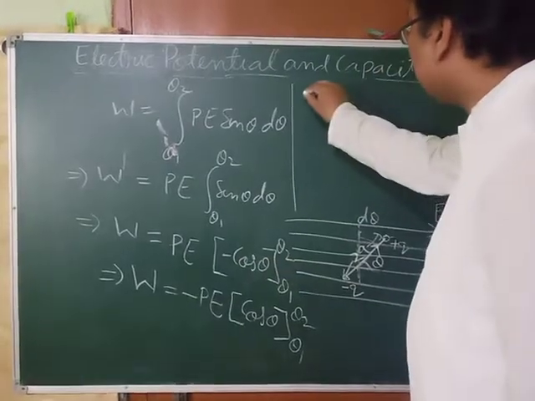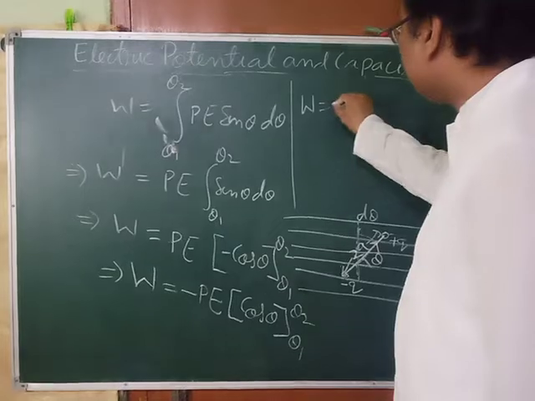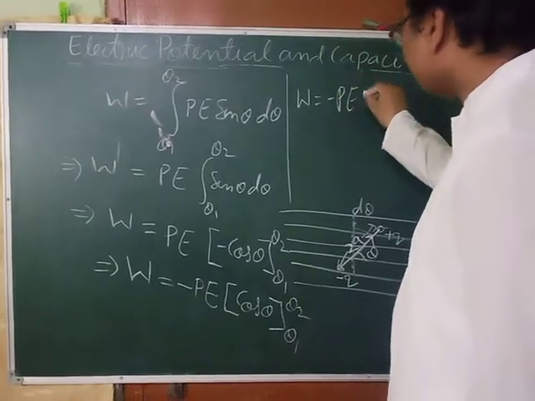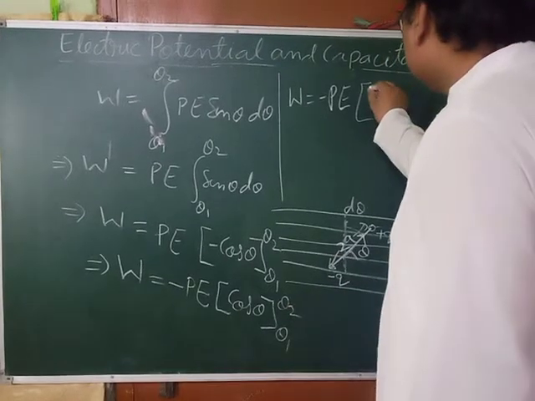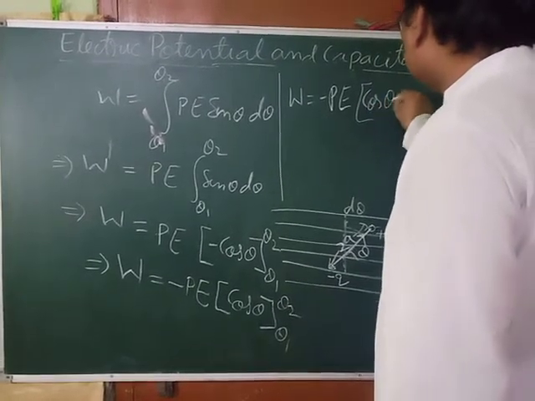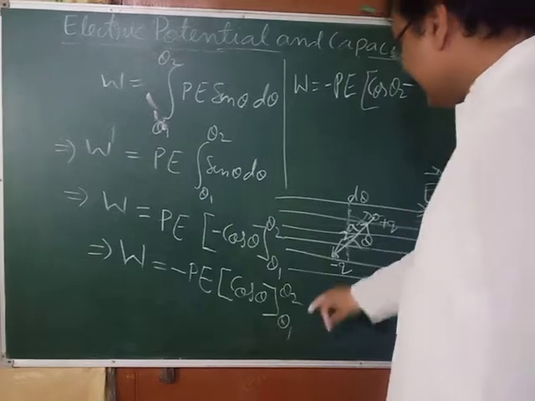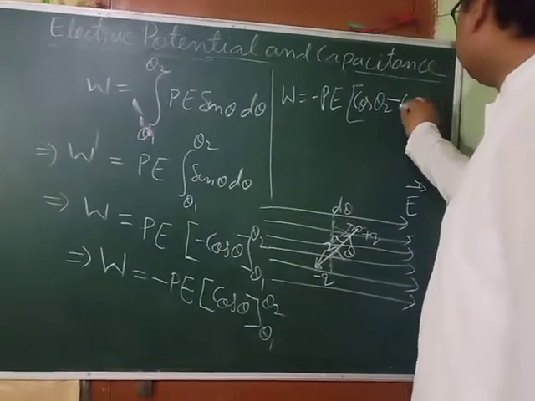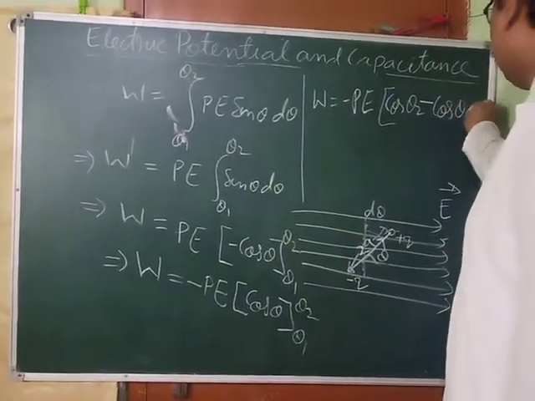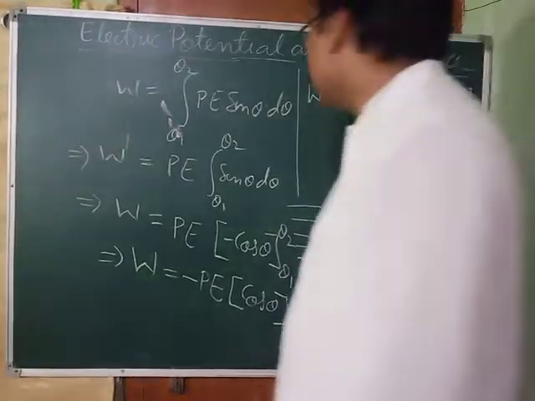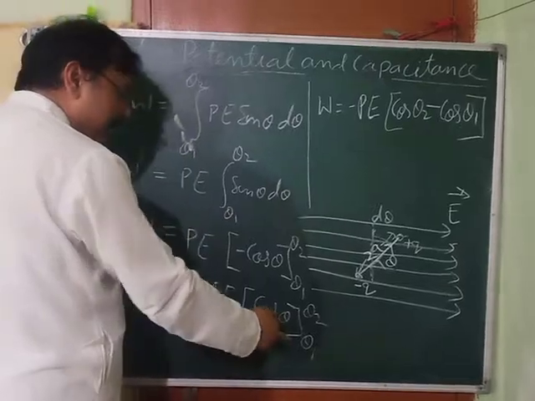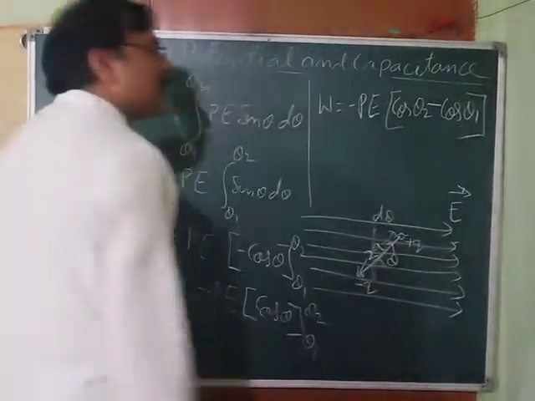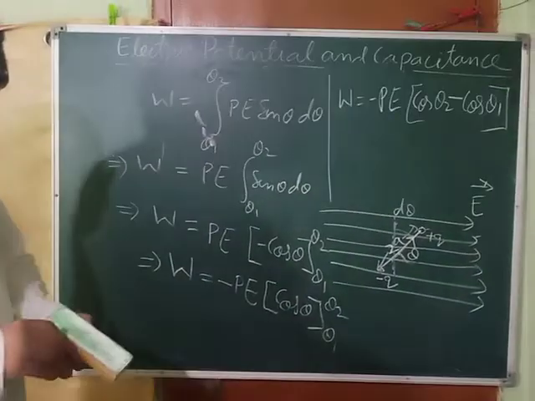Now what we can do after that: W is equal to minus P, and when you put the upper limit, that is theta 2, what will you get? Cos theta 2, then the minus sign, then the lower limit, that is cos theta 1. So first we put the upper limit, theta 2, so we got cos theta 2, then minus, and then the lower limit. This is the way to put the limit.